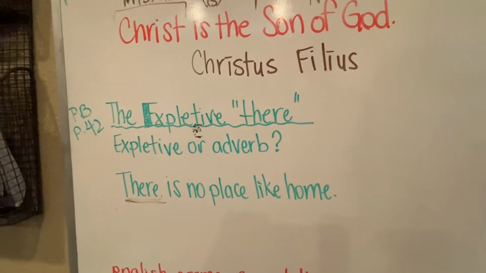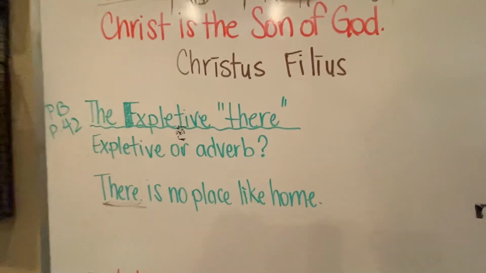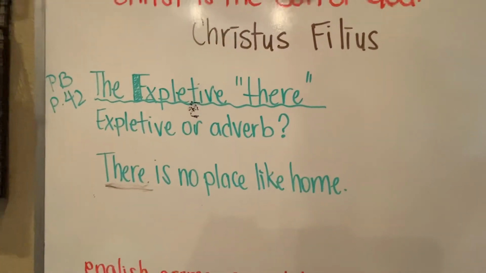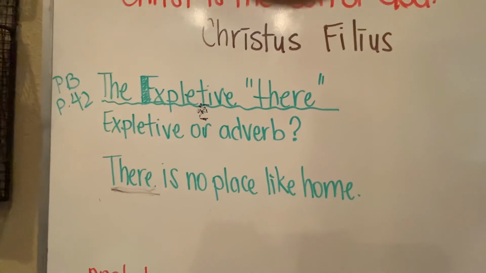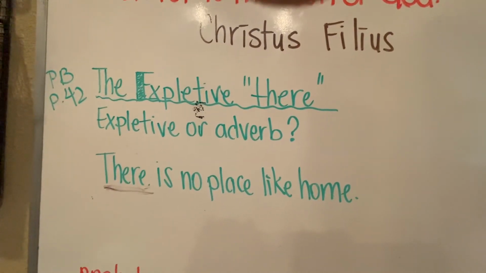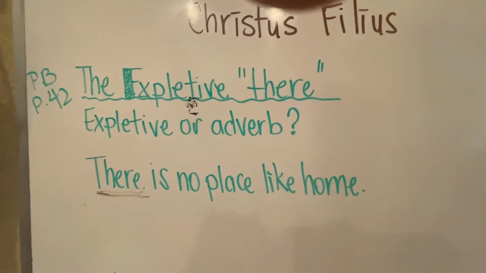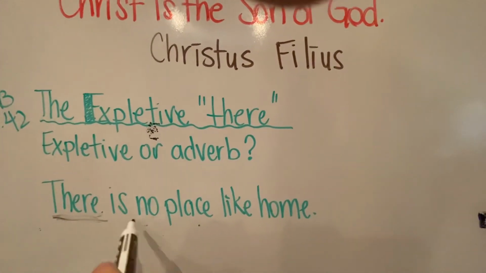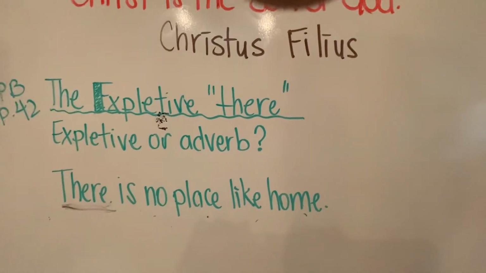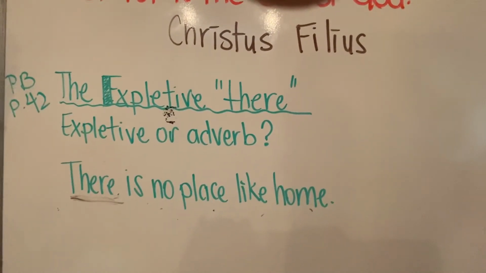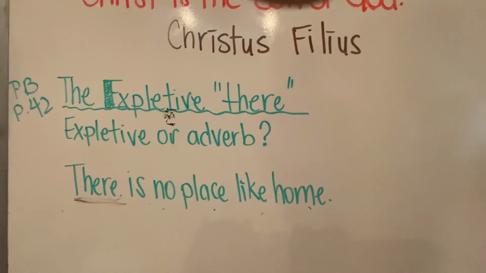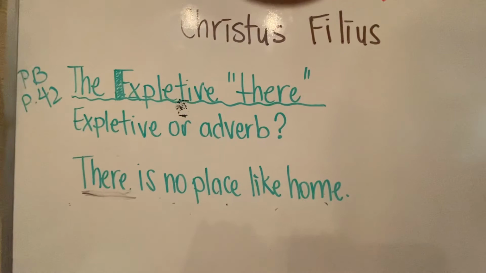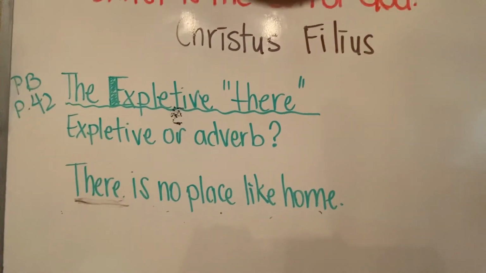And the way to tell, as she explained, was that if you can rework this sentence, leaving there out, and it doesn't change the meaning, then there is an expletive, meaning it's just there and it carries no meaning. So I can take this sentence and say, no place is like home. Okay, I didn't change the meaning. No place is like home. It means the same as there is no place like home. And so when I do that, I know that there, because I can remove it and I don't change meaning, makes it an expletive.